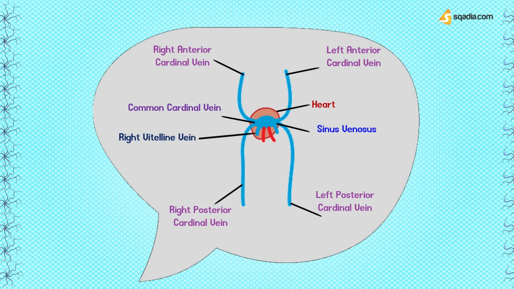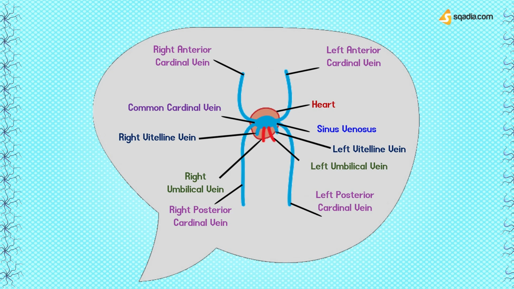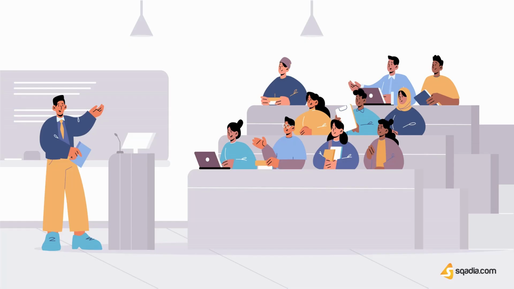This is the right vitelline vein. This is the left vitelline vein. This is the right umbilical vein. This is the left umbilical vein. So, these are the veins at 28 days. The content we have covered so far concludes our current discussion.